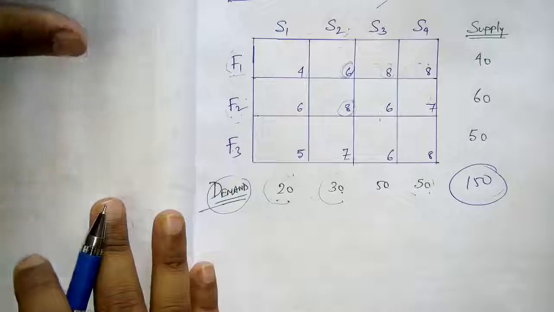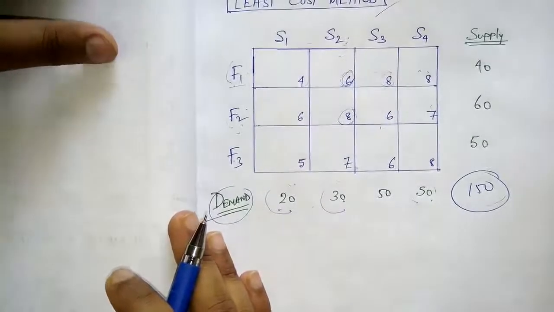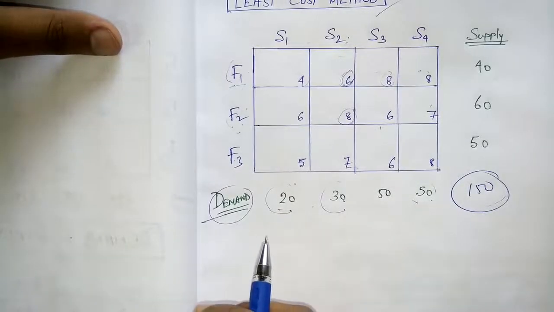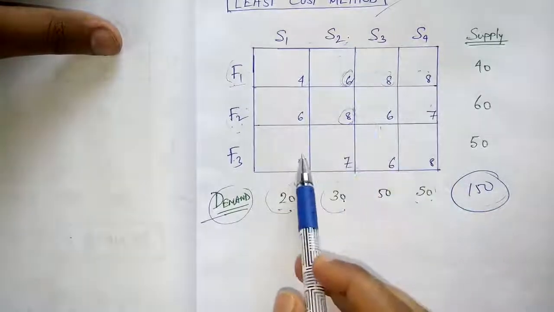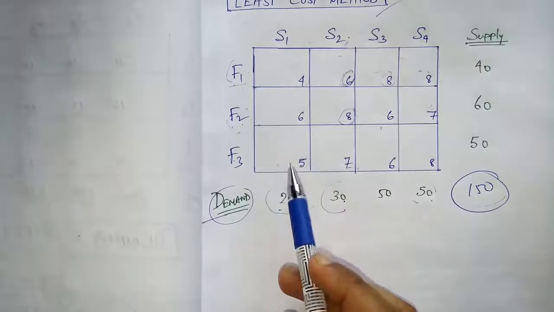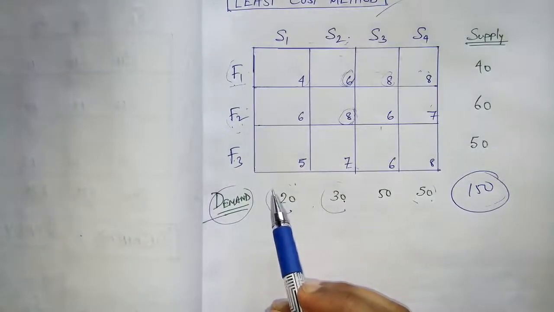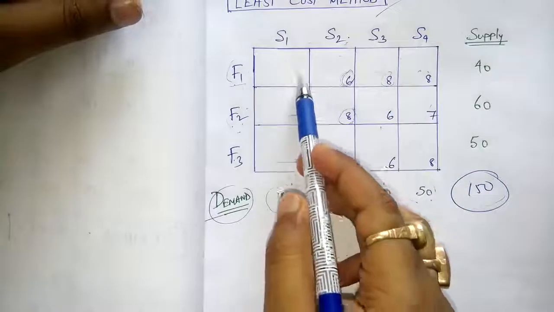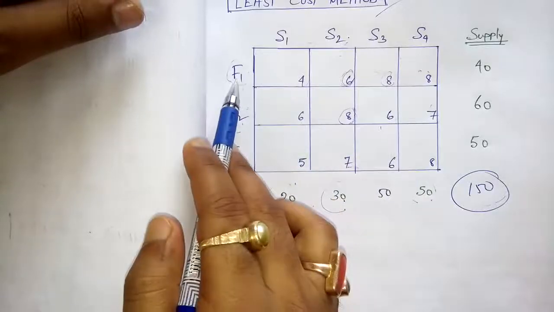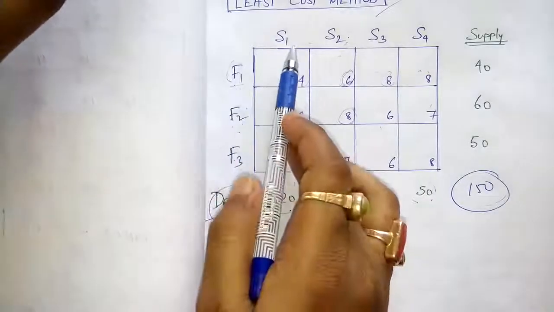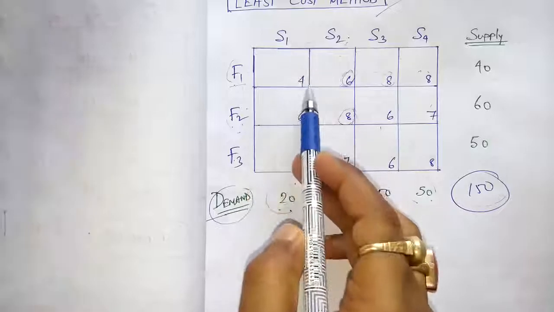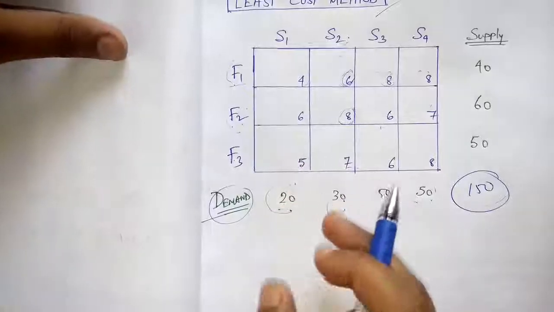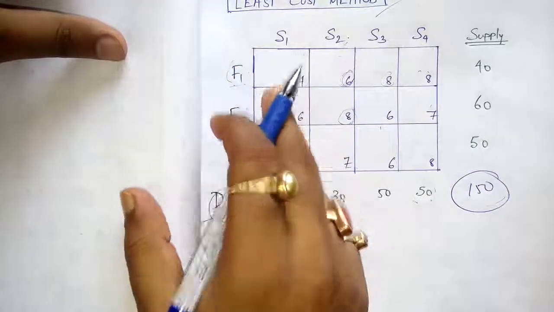Now let's find out the total cost of transportation with the help of the least cost method. The first rule of the least cost method is that out of these boxes, check the box which has the least cost, where the transportation cost is minimum. Which value? 4. That means if you want to transport one good from factory 1 to store number 1, it will cost 4 rupees and it is the minimum cost. So the least cost method says to start from this box.